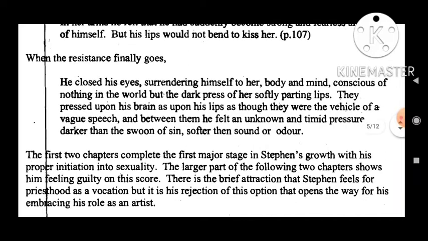When the resistance finally goes, he closed his eyes, surrendering himself to her body and mind, conscious of nothing in the world but the dark press of her softly parting lips. They pressed upon his brain as upon his lips, as though they were the vehicle of a vague speech, and between them he felt an unknown and timid pressure, darker than sin or sound or odor.